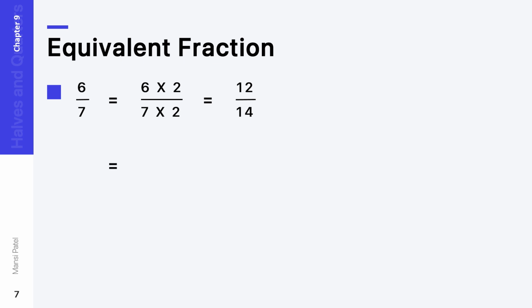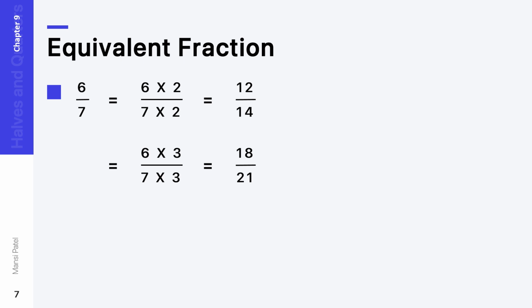If you want to multiply by 3, then just do it. 6 multiplied by 3 and 7 multiplied by 3. 6 3s are 18 and 7 3s are 21. So 18 upon 21 is another equivalent fraction.